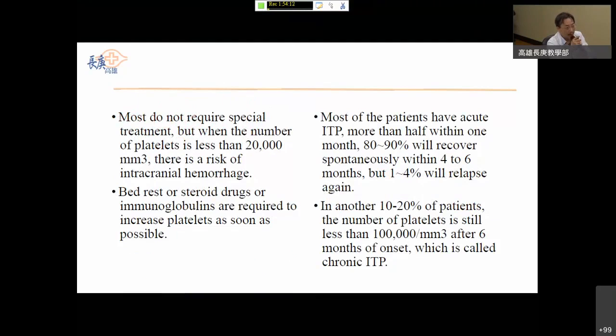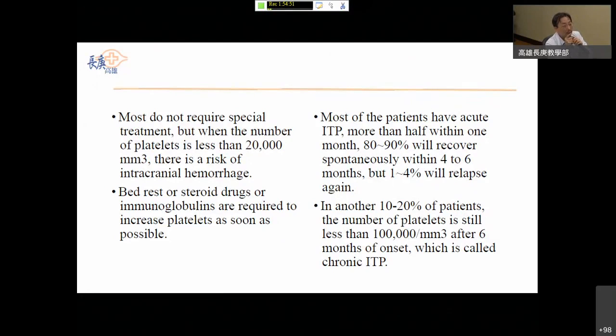However, keep in mind, okay, if the platelet is less than 20,000 per cubic millimeter, there is an increase of risk of intracranial hemorrhage, okay? We don't want to see that, okay? So if the platelet count is less than 20,000, remember, maybe we should go to hospital, okay? We need strict bed rest, okay? And steroid or immunoglobulin might be required to give to the patient, okay?